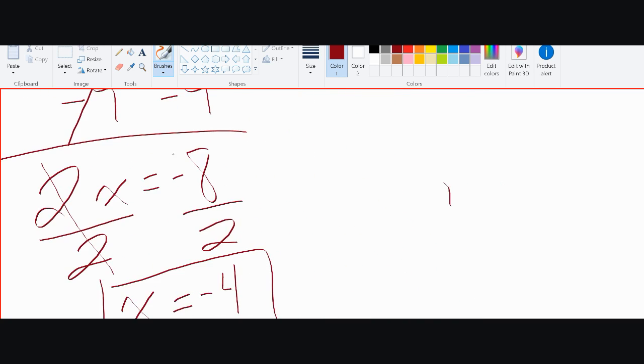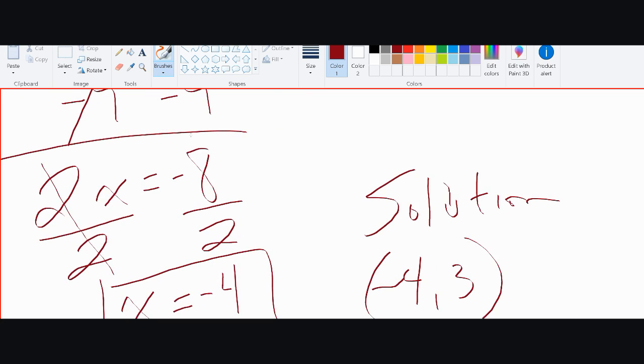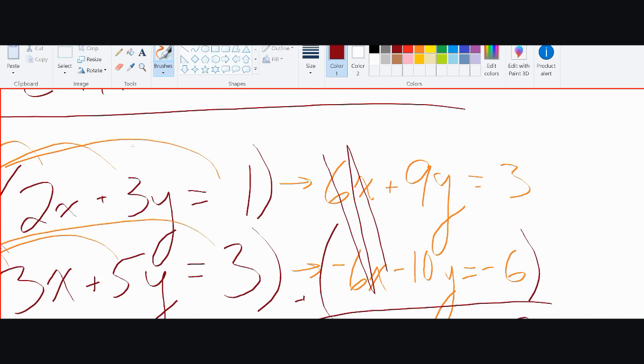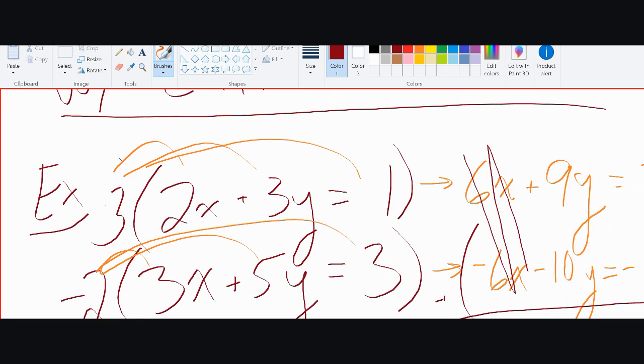y was equal to 3, so that means my solution is negative 4, 3. And we were able to do that using elimination. Now the trick for this one, remember, was we had to multiply both equations in order to make one of the coefficients cancel out. So this is how we can use elimination to change equations around and solve for that solution to our system.